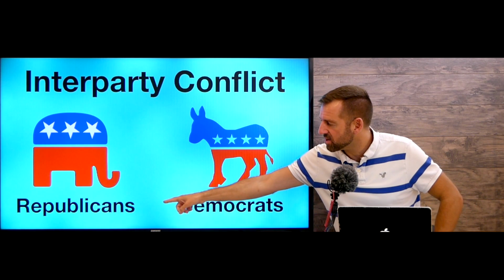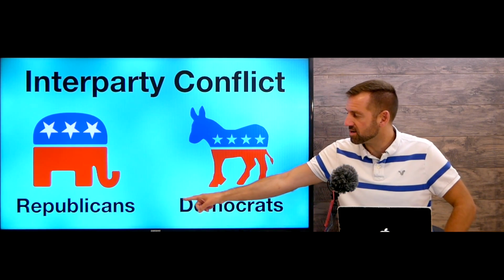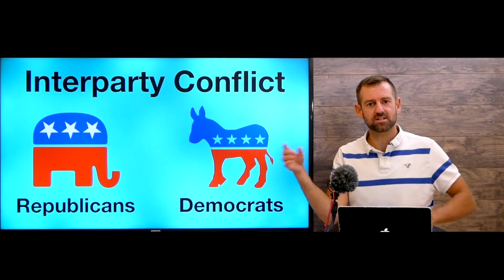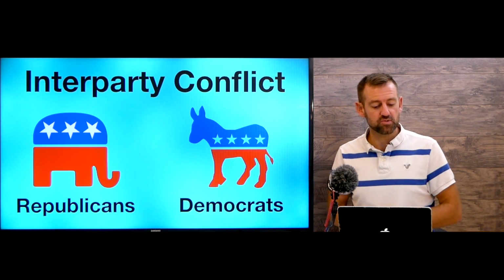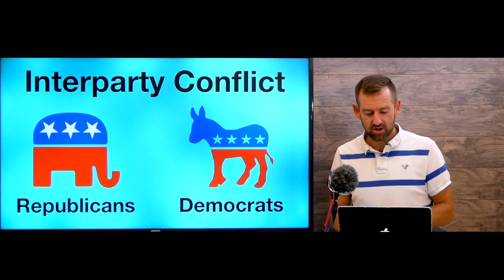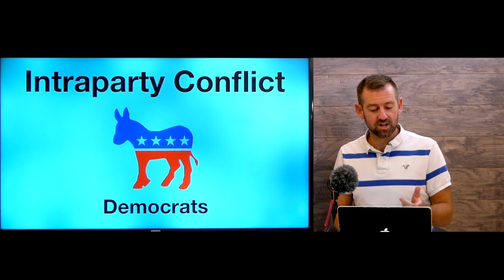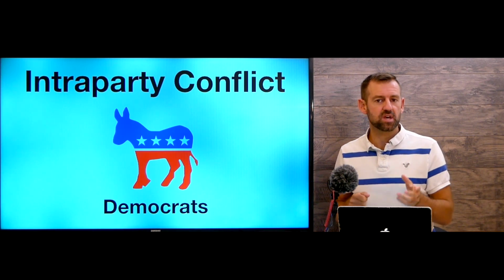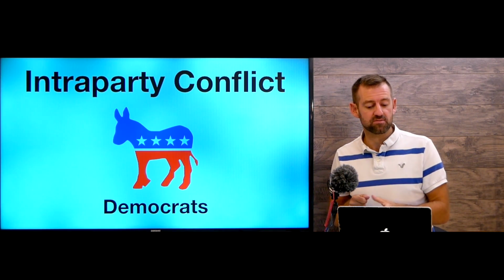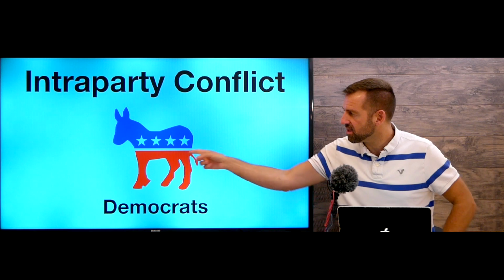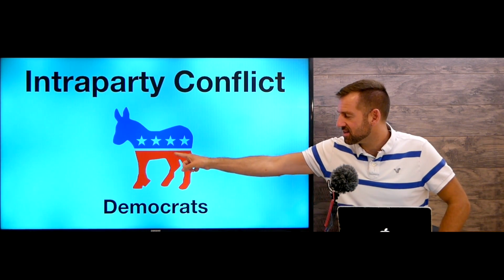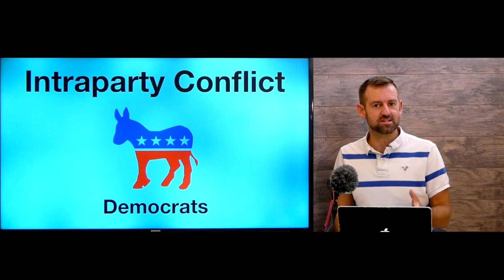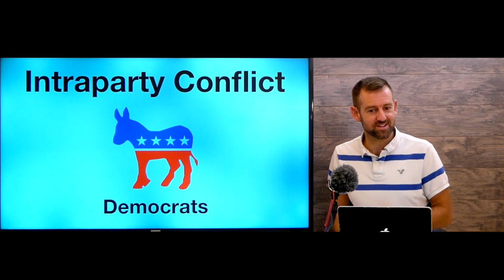For example, in the US, they have two main political parties, the Republicans and the Democrats. So if we're talking about a conflict between the parties, then we could use the word inter-party conflict. But if we're talking about a conflict inside one party, then we would use intra-party conflict. Intra-party conflict.